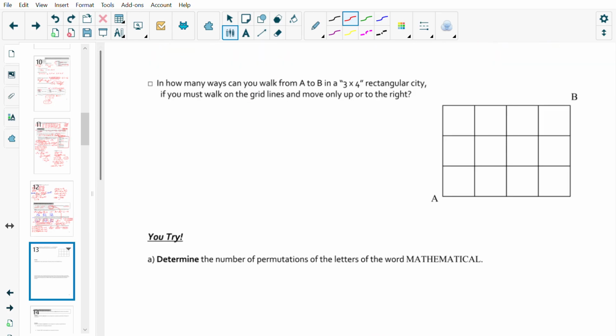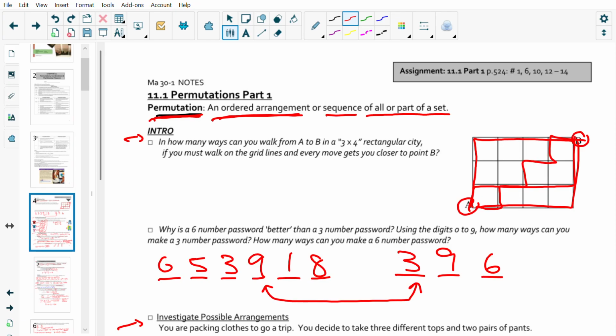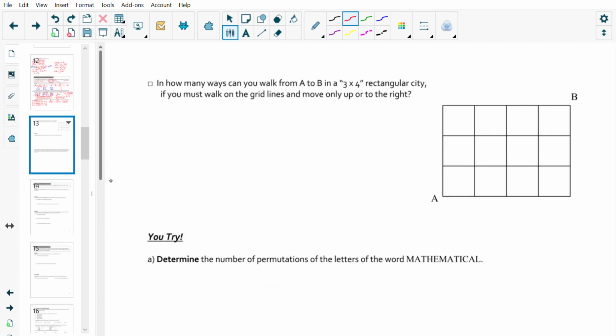Okay. Next example. In how many ways can you walk from A to B in a 3x4 rectangular city if you must walk on the grid lines and move only up or to the right? So if you remember from way back, lesson 1, remember this? We had you guess how many different ways you thought. Now let's actually calculate it. Instead of sitting there and trying to figure out every single path and writing it all down, let's think of it logically. And this is a permutation problem with repeats.